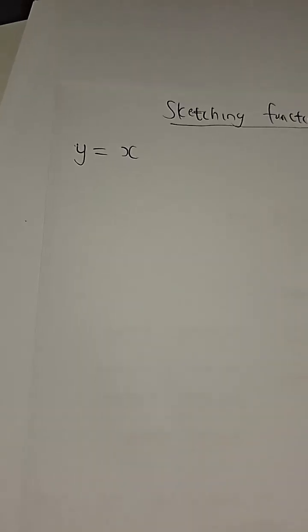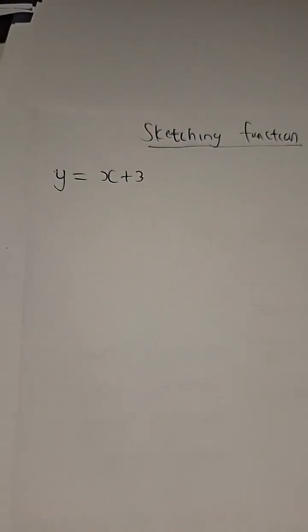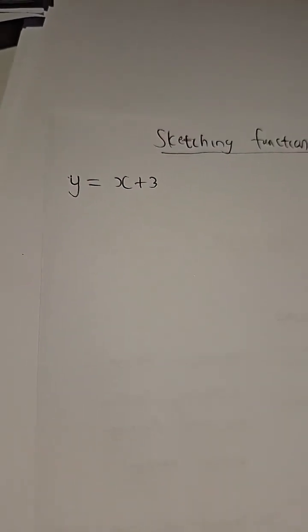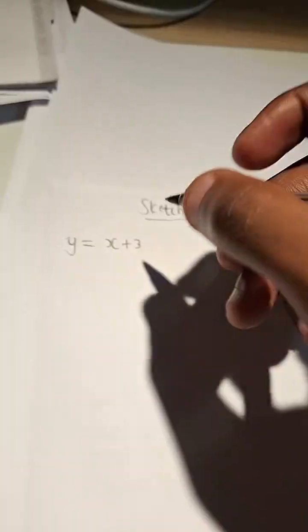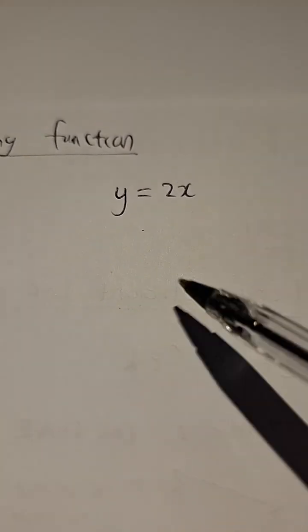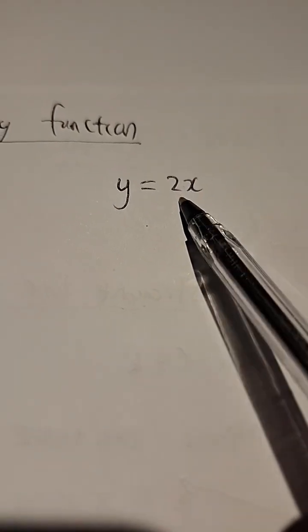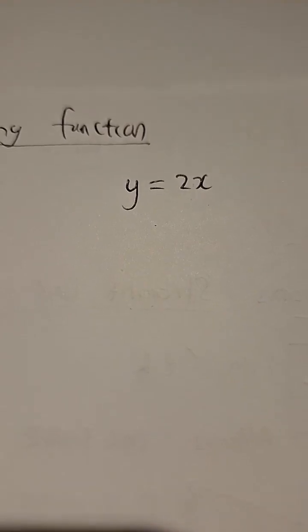So, sketching the function. Now let's come here. Let's say we have y is equal to x plus 3. And then we are asked to sketch that function. But before that one, let's look at this one. Y is equal to 2x. And there's a reason why I'm looking at y is equal to 2x on purpose. Now, you should note something. The gradient here is what, guys? What's the gradient for this function?